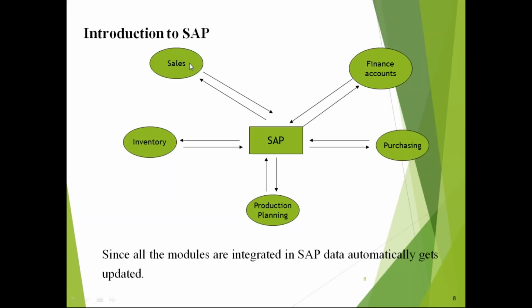You record it on the sales side. If there is any impact on the finance and accounts side, it automatically gets updated in finance. Similarly, on the production side, it gets updated here.